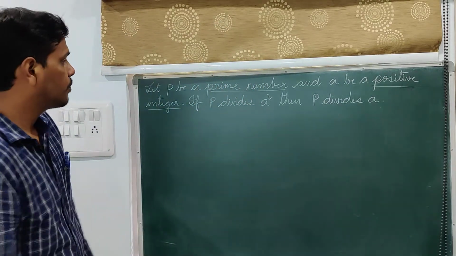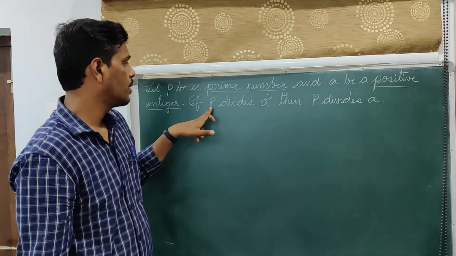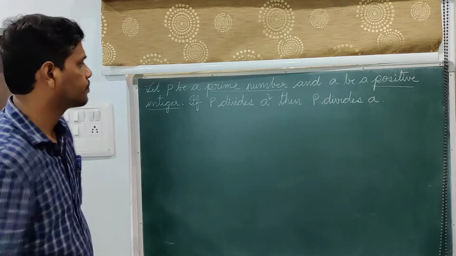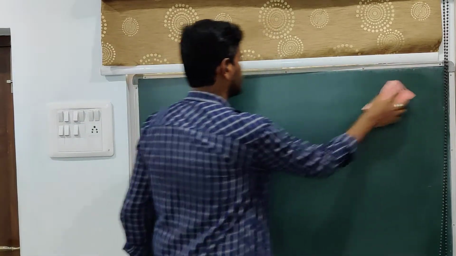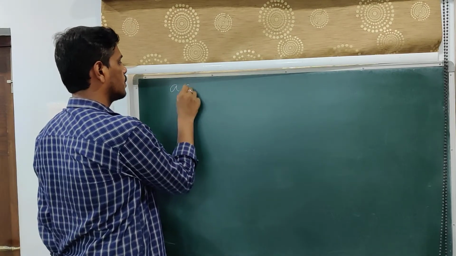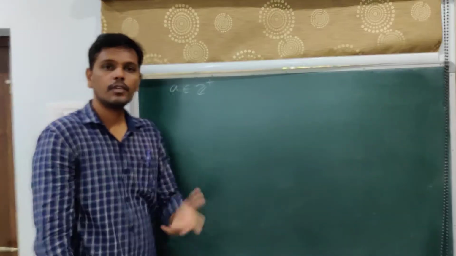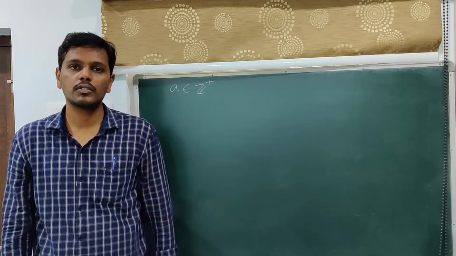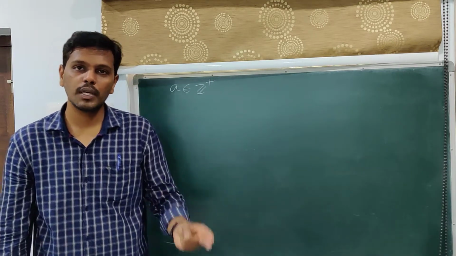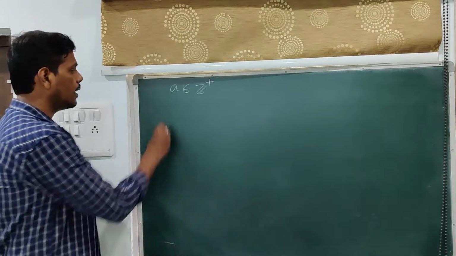Okay. So now we have to prove that P divides A, provided P divides A square. Here we are given A is a positive integer. Given a positive integer, there are three possible cases. Either the number is 1, or the number is a prime number, or the number is a composite number. Suppose A is 1.